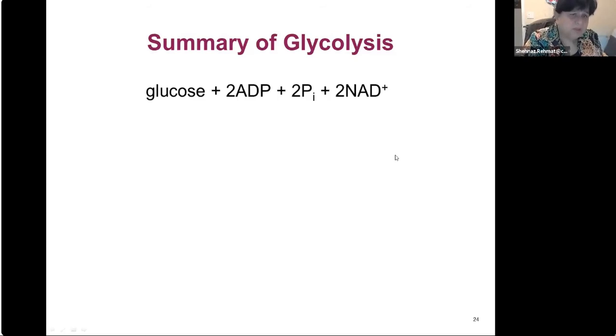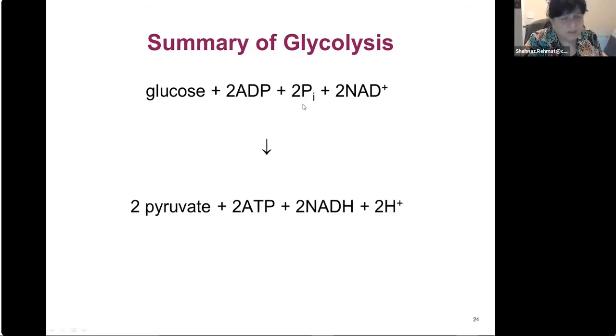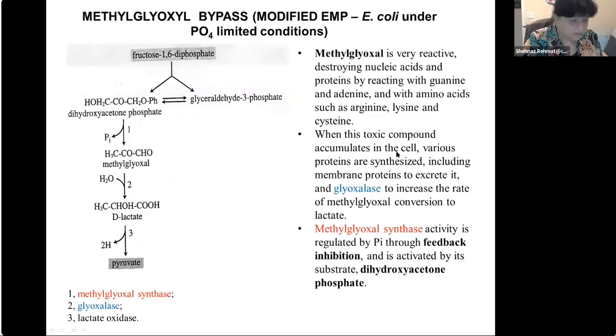So if you want to summarize glycolysis, of course it is just glucose using up 2 ATPs and 2 inorganic phosphates and 2 NAD carriers, which will eventually give you 2 molecules of pyruvate. It will produce a net 2 ATPs and 2 carriers that are carrying the electrons. So this is a summary. Please remember this. You may be asked for that.